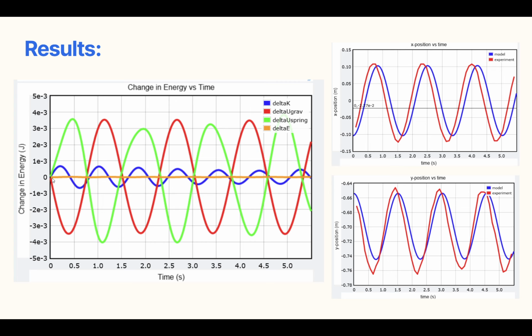Here we can see that when the spring potential energy and the kinetic energy of the system increase, the gravitational potential energy decreases by the same magnitude, so that the total energy remains 0. And as you can see, when the kinetic energy is 0, the gravitational potential energy is equal in magnitude to the spring potential energy, but opposite in direction.